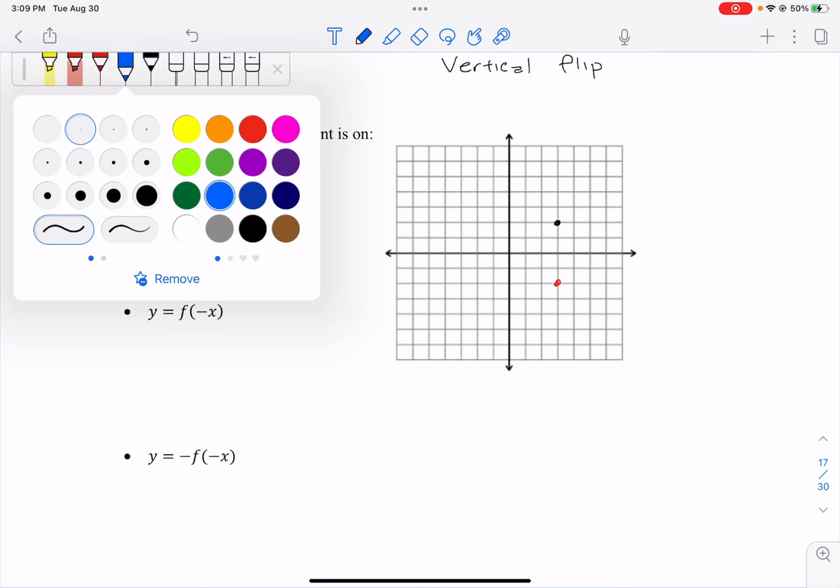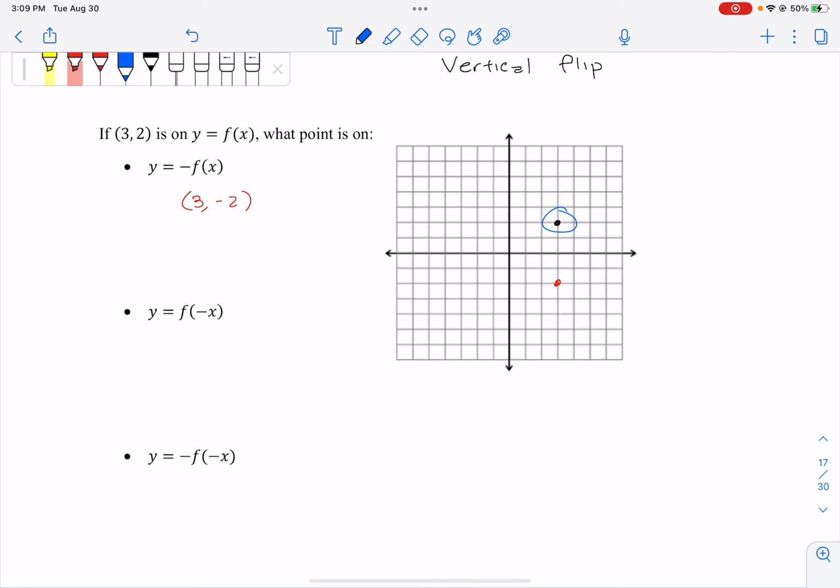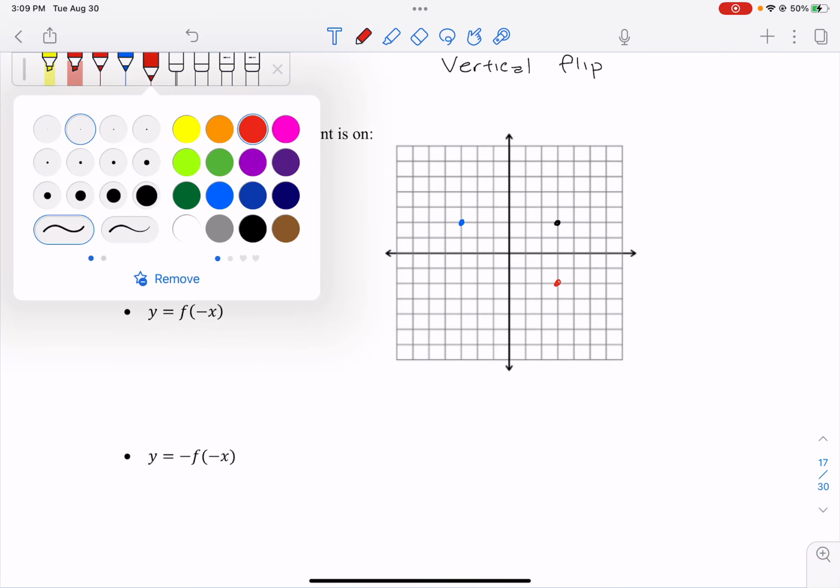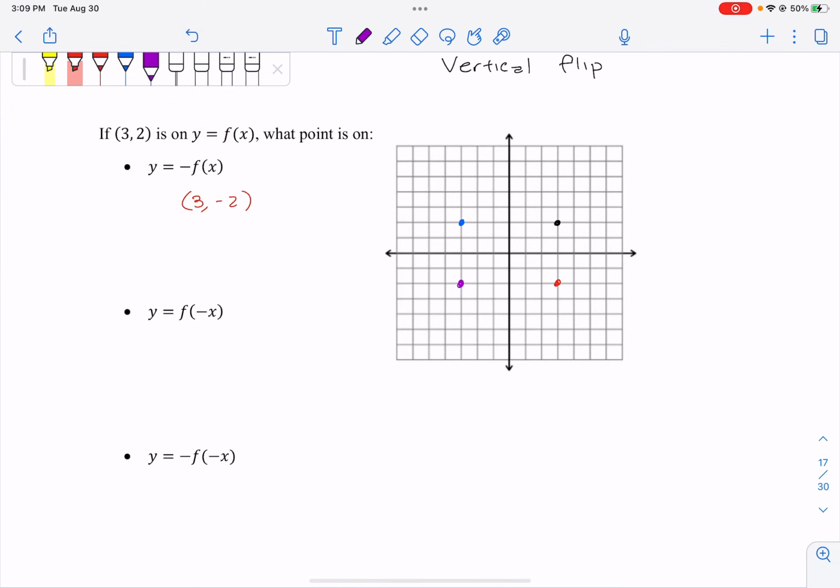We'll use blue for the next one. If your original function is the black one over here, y is equal to f of negative x. Because the negative is inside the brackets, you have a horizontal reflection or reflection along the y-axis. So your new point is here. If you have a double flip, you first go to the red and then you flip it. So your new one will be, let's do purple here. So the blue is negative 3, 2, and the purple now is negative 3, negative 2.